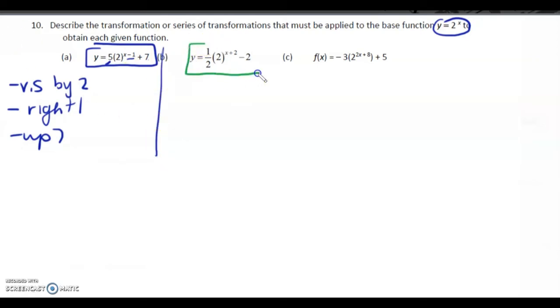Okay, for B, we have this one. We have a vertical compression by a factor of 1/2, left 2, down 2.